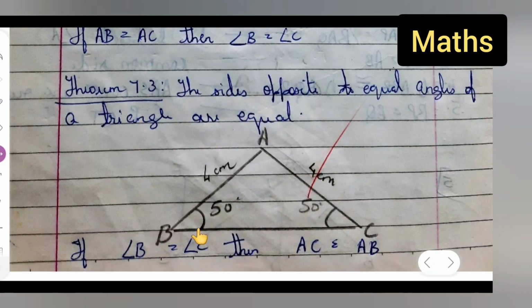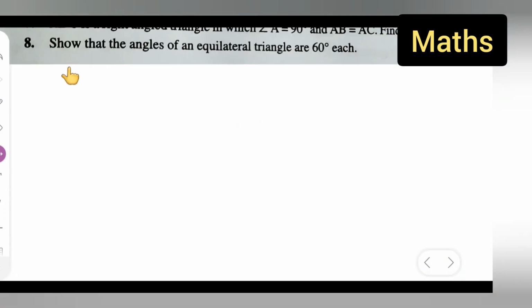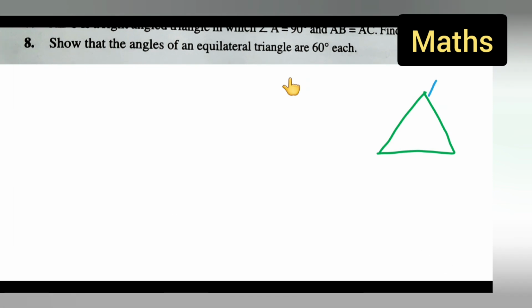If angle B is equal to angle C, then you can say that the side AB is equal to AC. So basically it says that if the sides are equal, then the angles are equal. If angles are equal, then the sides are also equal. So you all can take down the question. Show that the angles of an equilateral triangle are 60 degrees. So let me draw an equilateral triangle first. Draw equilateral triangle ABC, and for an equilateral triangle all sides are equal, right?